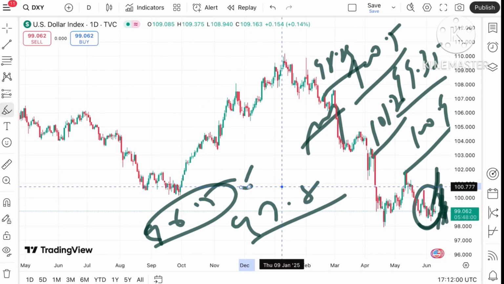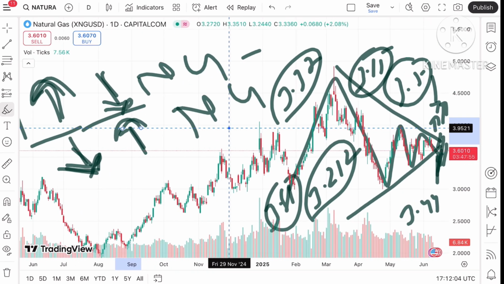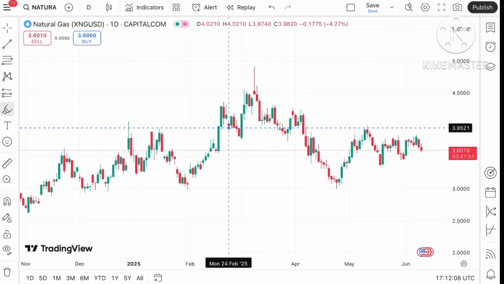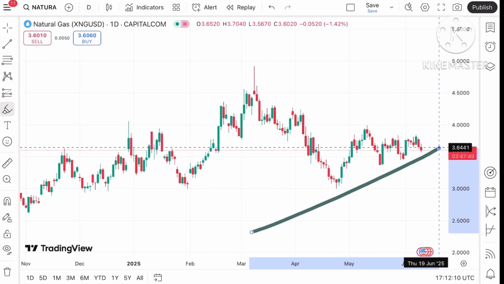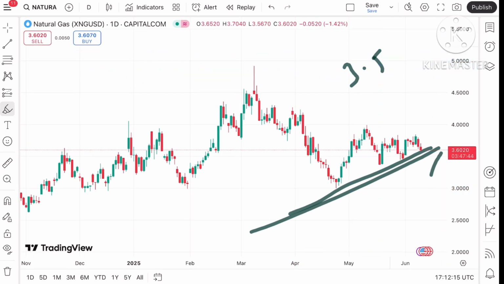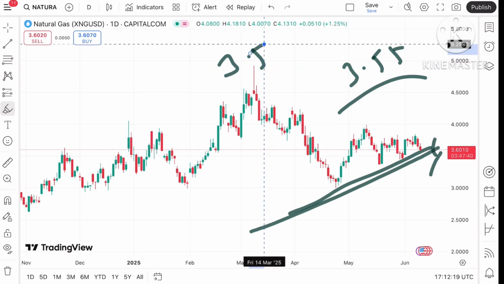Coming back to the natural gas price, as I've already explained, the dollar index and natural gas are inversely related. So suppose the price doesn't sustain, because the pattern is showing towards downside. If it starts going below this level, we can see it touch a level of 3.55, and if that doesn't sustain, a further fall we can see towards $3.51.